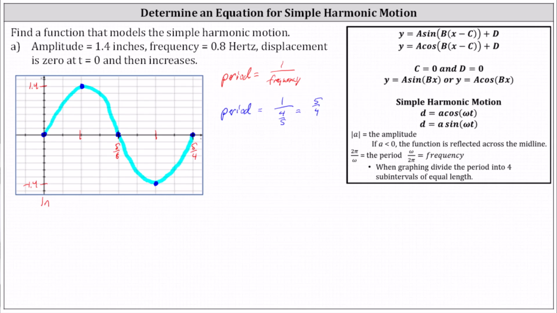And now let's determine the equation. And we can see from the behavior we'll be using the sine function. The equation will be in the form of d equals a times sine of omega t. To begin, the absolute value of a equals the amplitude. We know the amplitude is 1.4, and because there's no reflection across the midline, we know a equals 1.4.